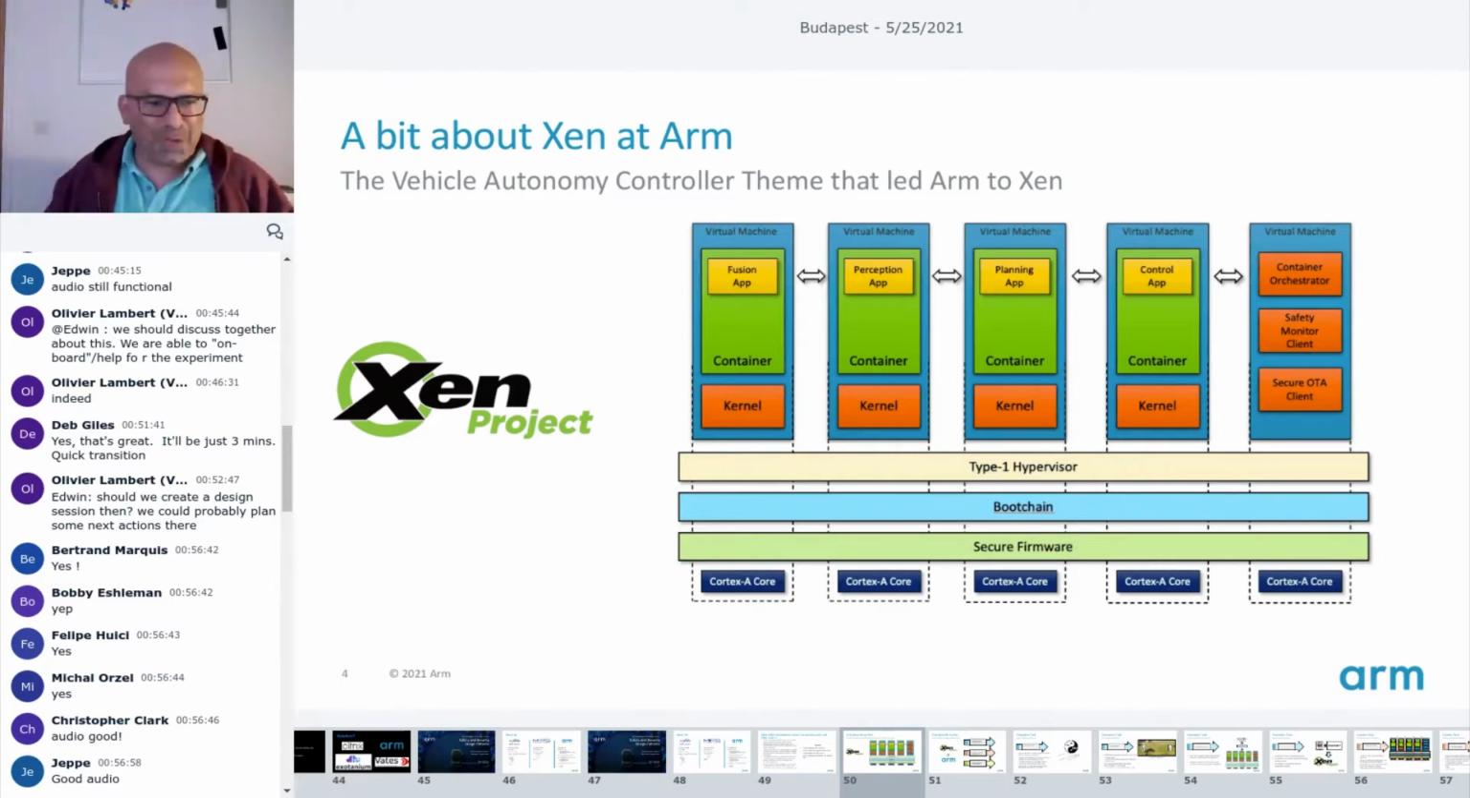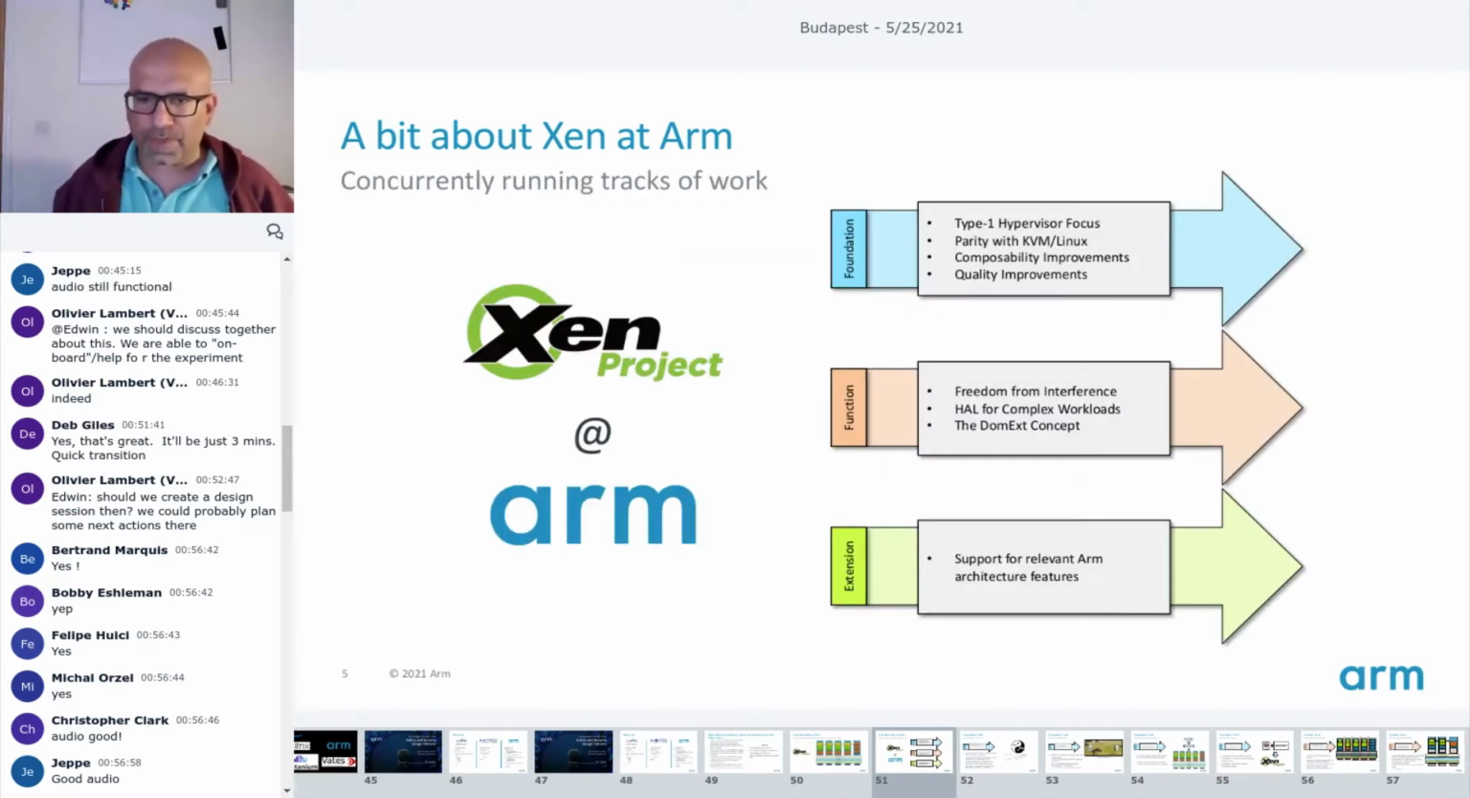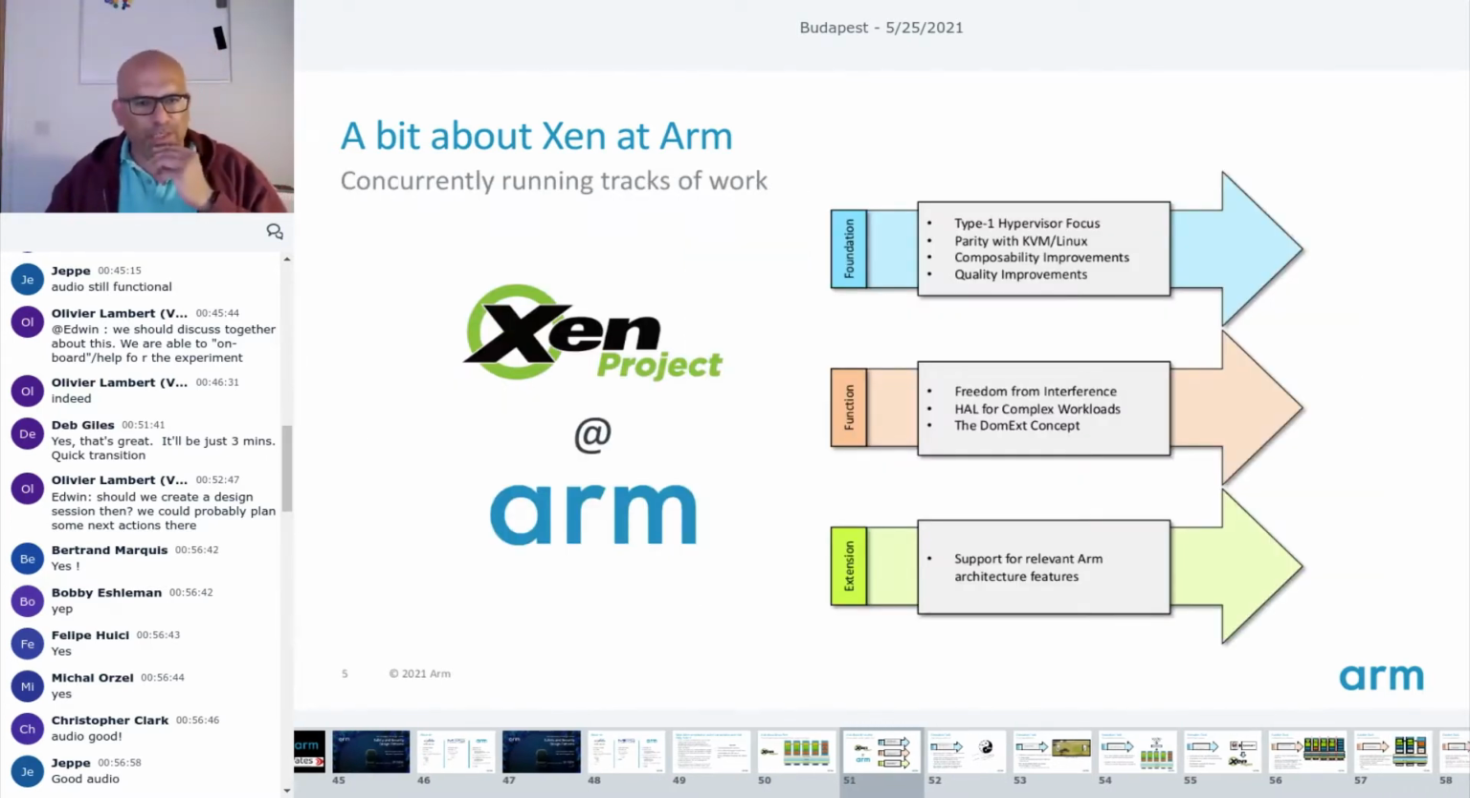Now that's all cool, but where does Zen come in? Zen comes in because we need a hypervisor to help with freedom from interference of each of these stages of the pipeline, right? So this is basically what we're trying to do in our stack. So what is it that we do with Zen, right?